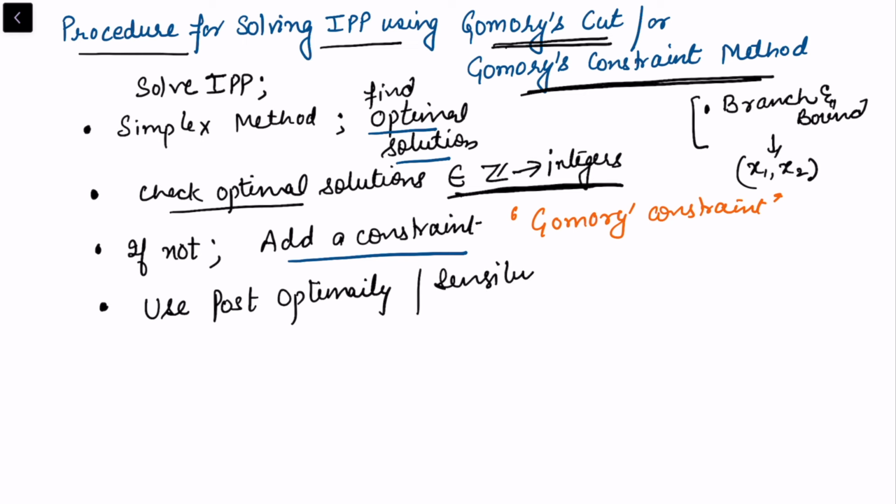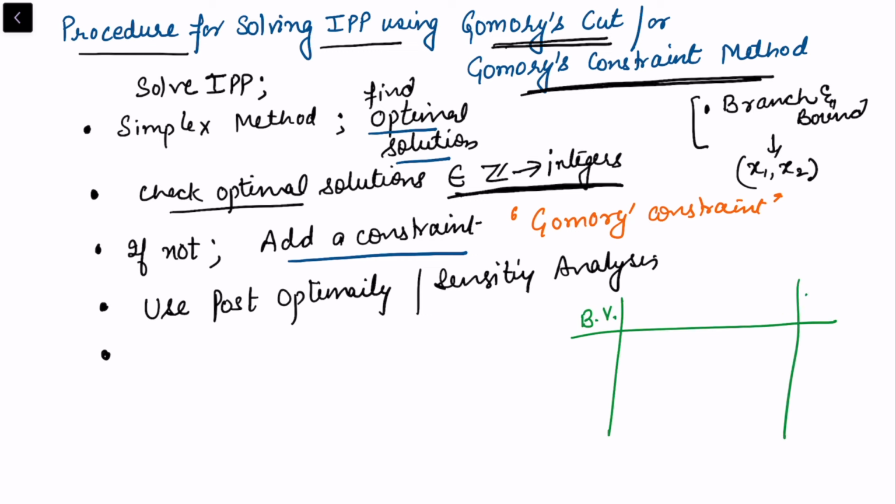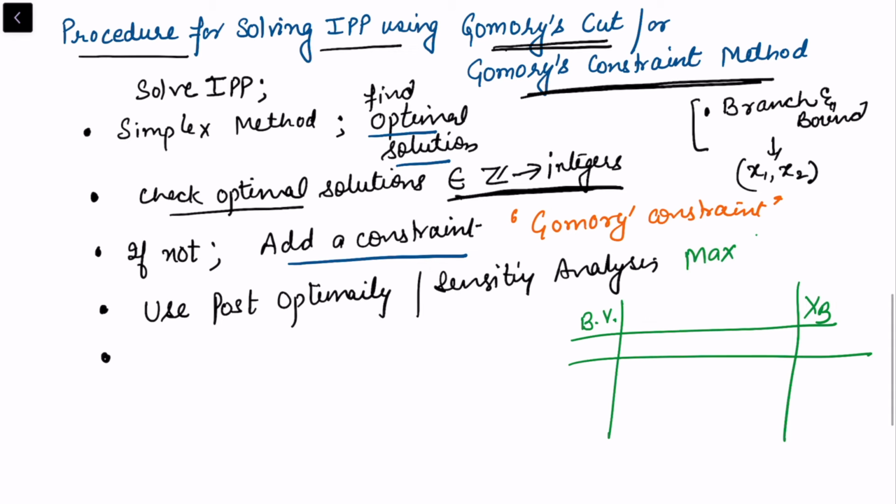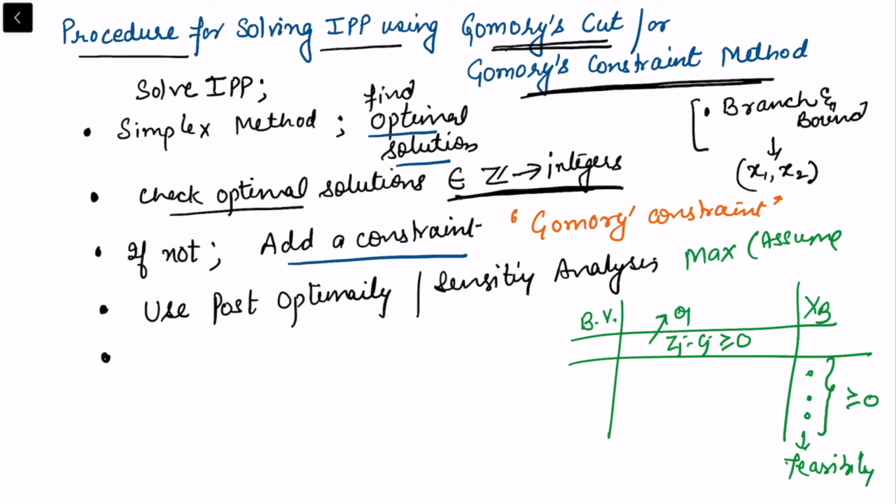So whenever we add a constraint in the already obtained optimal solution, there is a possibility that, if we are constructing a simplex table, something like that, we have the basic variables here and then we have the solution. Now, assuming that this is a maximization problem, the Zj minus Cj are all greater than or equal to 0, and the XB solution values that you will find here are also greater than or equal to 0. This speaks about the feasibility condition. And the upper row talks about the optimal solution.